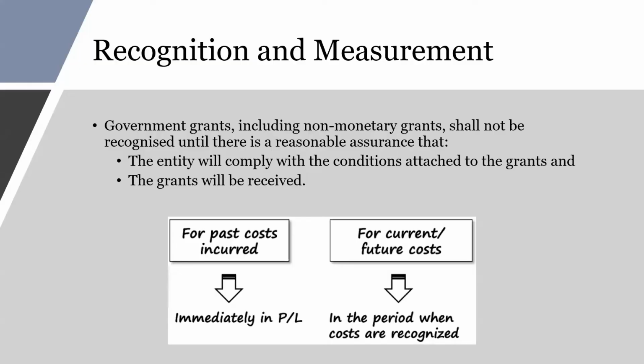So, how to recognize and measure government grants? Sabi dyan, government grants, including non-monetary grants, shall not be recognized until there is a reasonable assurance that the entity will comply with the conditions attached to the grants and the grants will be received. So, if yung government grants is meron na siyang mga past cost na na-incur, immediately, ang pasok niya is sa P&L. For current naman and future cost, papasok siya sa P&L in the period when costs are recognized.